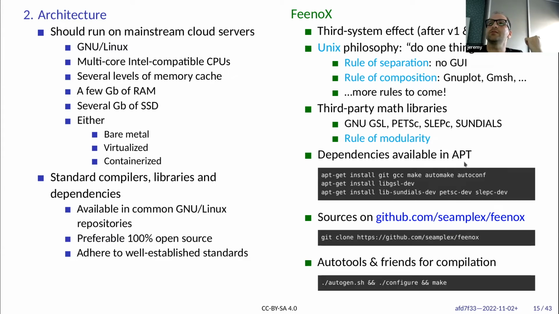We've been through this. Any third-party math libraries like GNU GSL, which means GNU Scientific Library, PETSc, SLEPc, and SUNDIALS are used to solve problems. They are available. You can do apt-get and install the compilers and all the dependencies, and then you will be ready to compile. You can clone the sources directly from GitHub, and then it uses autotools and automake. So configure, make, that's standard Unix, and you should be able to get FeenoX compiled from source.